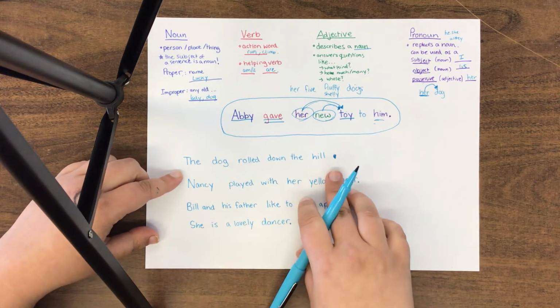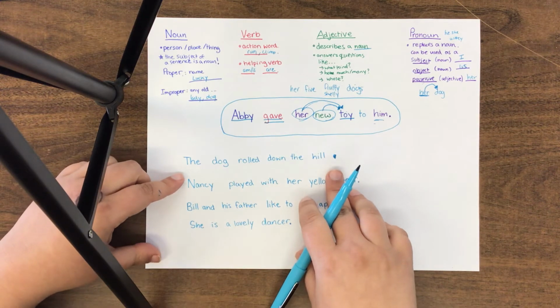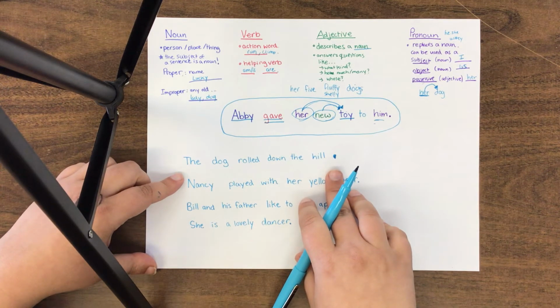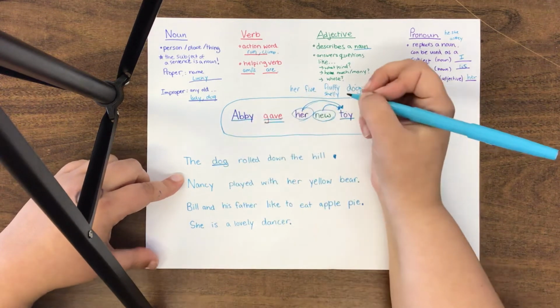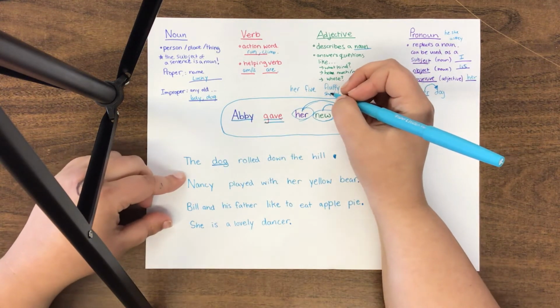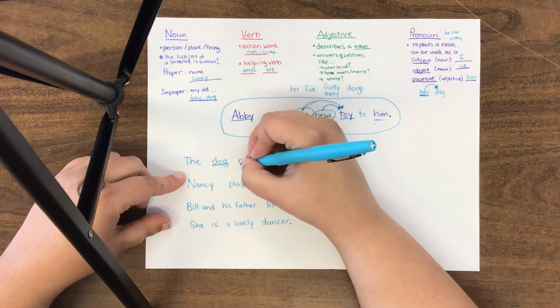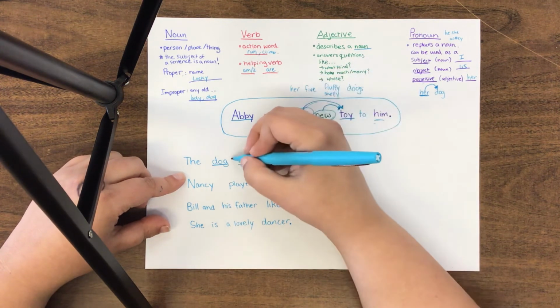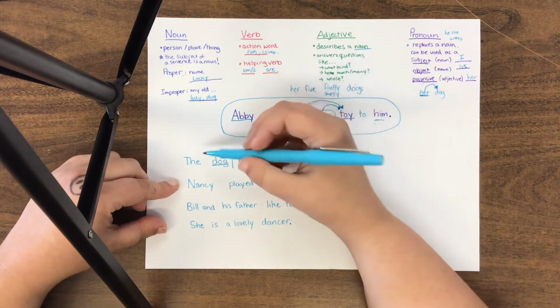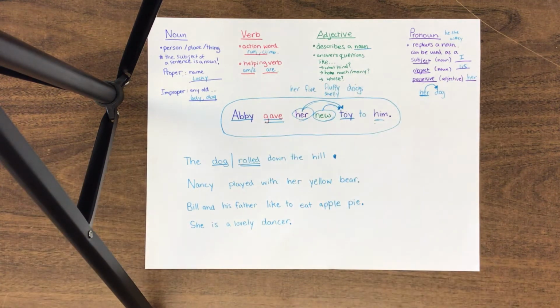The first thing we want to do is underline the subject once. Can you find the subject? Well, I can. Dog is my subject, so I underline it once. What is the dog doing? What's the verb? Well, he's rolling. Rolled down the hill. Double underline rolled. Separate the subject and the predicate, and just like that, I've marked my sentence.